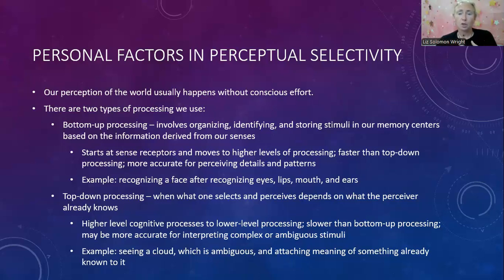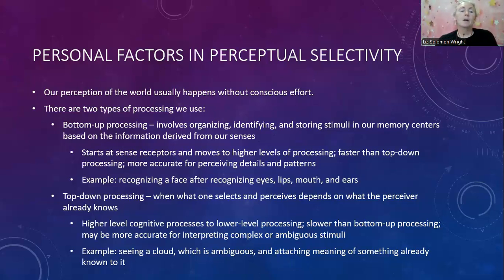So if you're a person who quickly perceives details and patterns, then you might use bottom-up processing more often than you might use top-down processing. An example of bottom-up processing would be recognizing a face. After recognizing eyes, lips, mouth, ears, so all of the pieces, the brain puts it together and goes, that's a face.